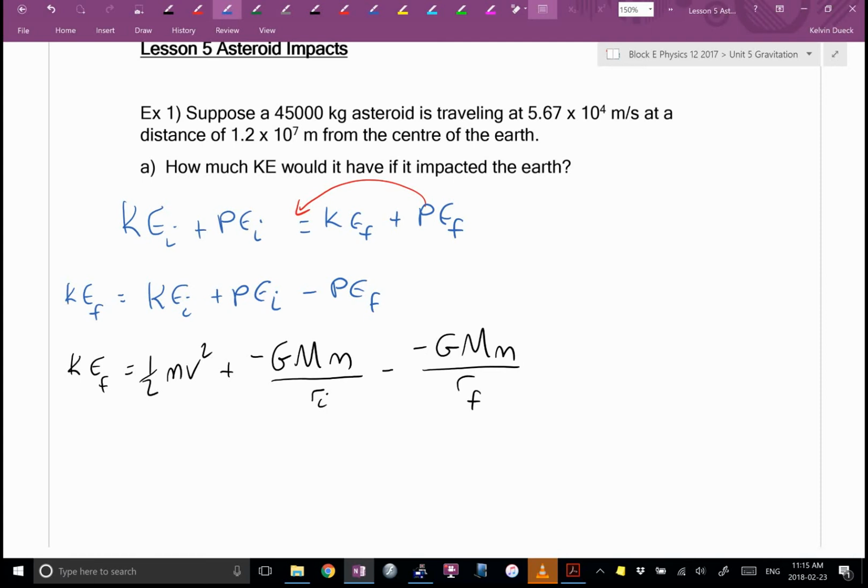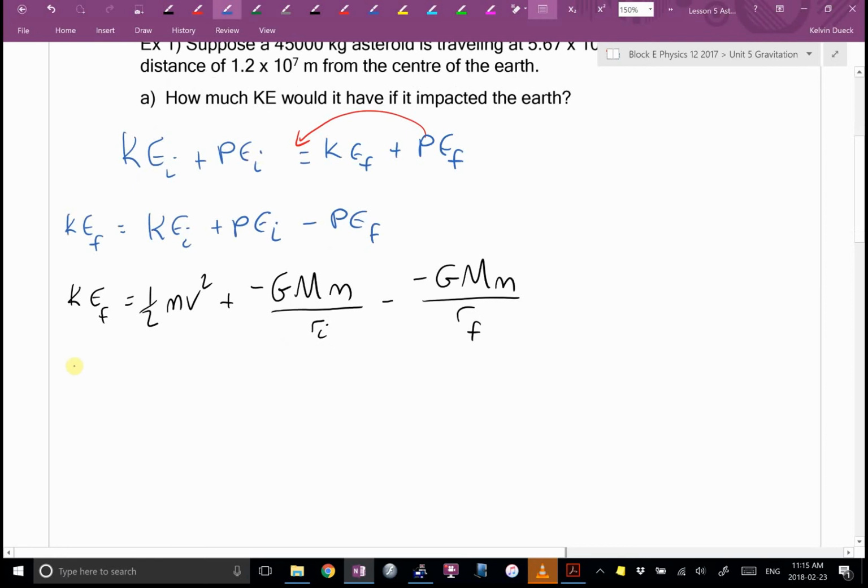I think I know all the values. I think now we're at the plug and chug stage here. This is going to be a fair bit of plugging and chugging, but that's okay. So kinetic energy final equals a half 45,000.